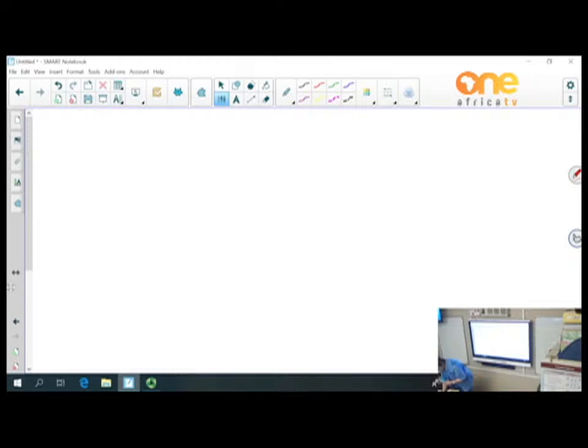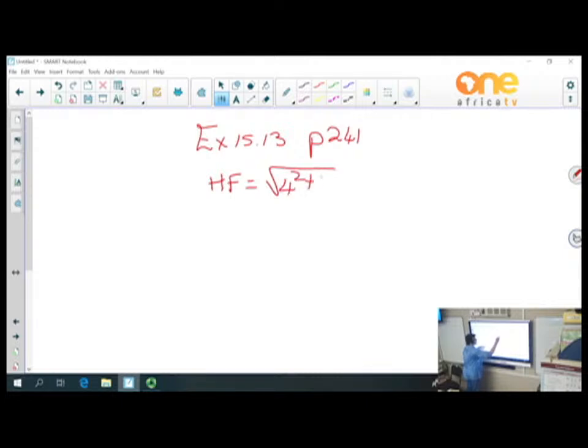Right, so we look at exercise 15.13. How far did we mark on Friday? We start? No, we did A, B, and C. Okay, so let's just get those answers there. Exercise 15.13. This is then page 241 in the textbook. So again, the first is calculating HF. So HF is then 4 squared plus 4 squared, and I think, Albert, you said it's 5.66. Okay, now we have to calculate HB.